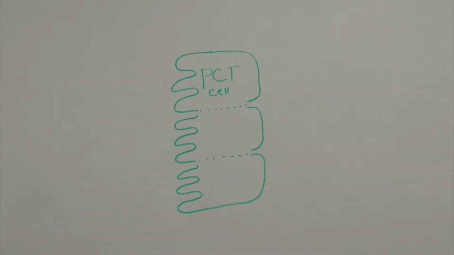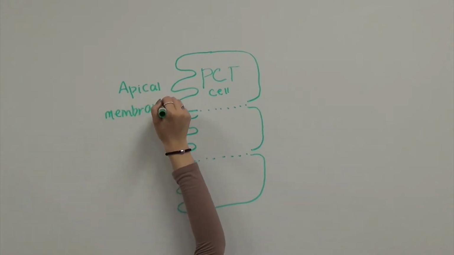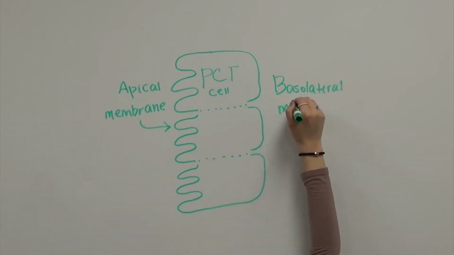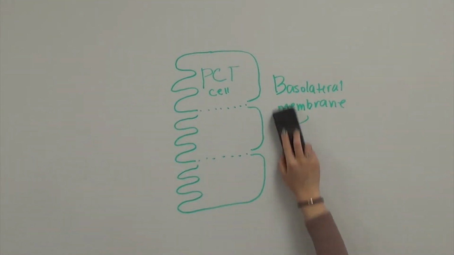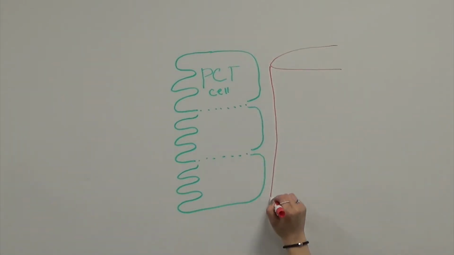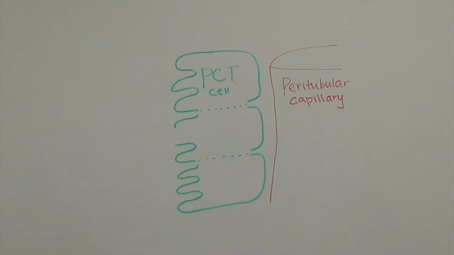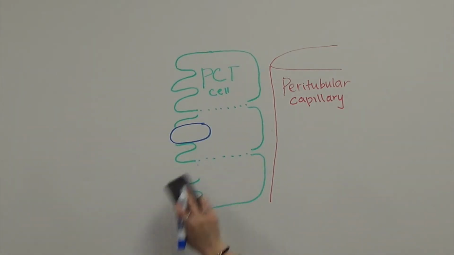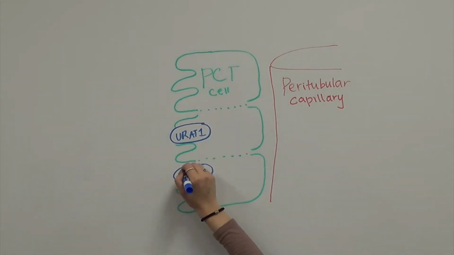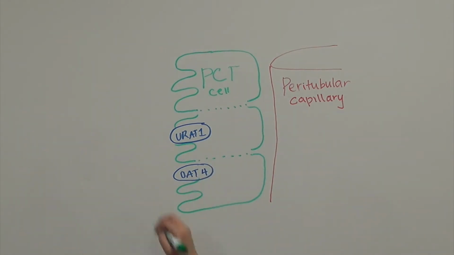Once administered, lesinurad binds to urate reabsorptive importers known as URAT1, or uric acid transporter 1, and OAT4, or organic anion transporter 4. These importers are located in the apical membrane of the PCT cells. They facilitate the reabsorption of urate from the tubule lumen into the peritubular capillary.